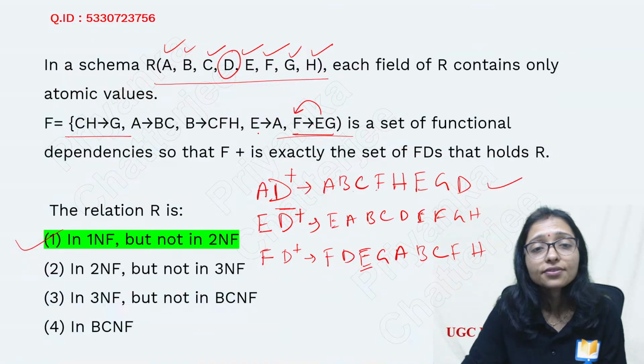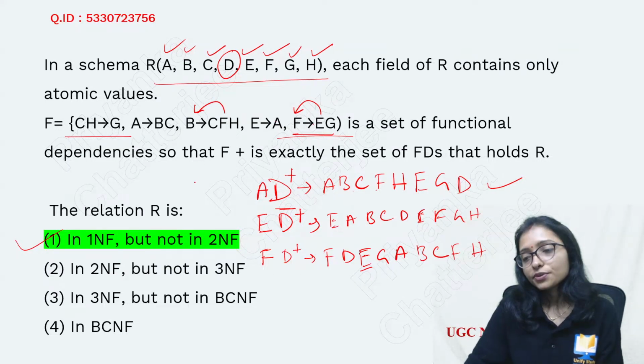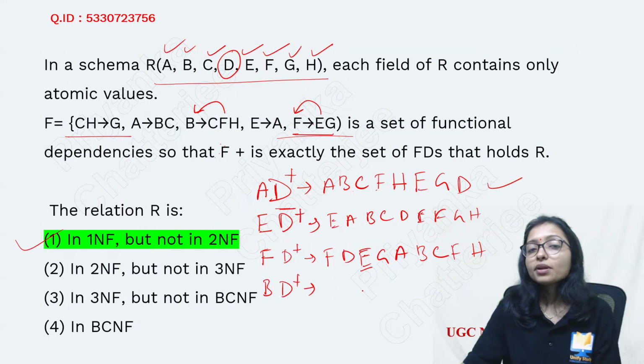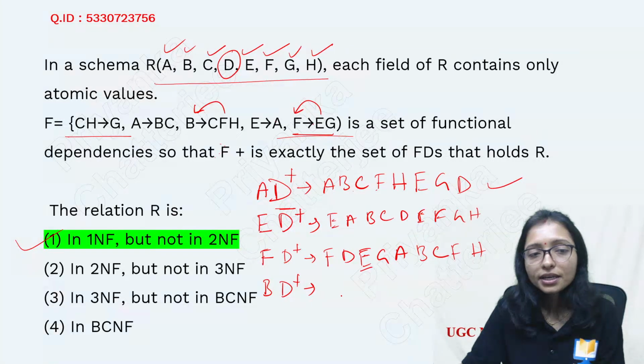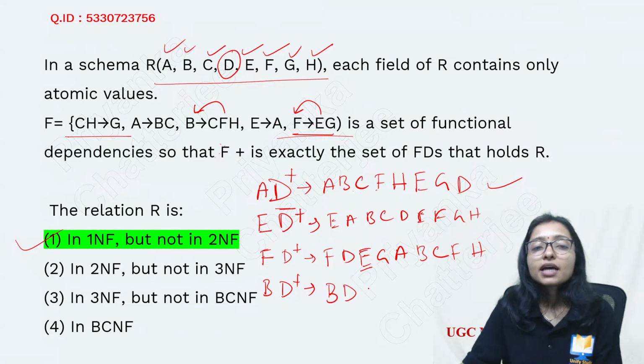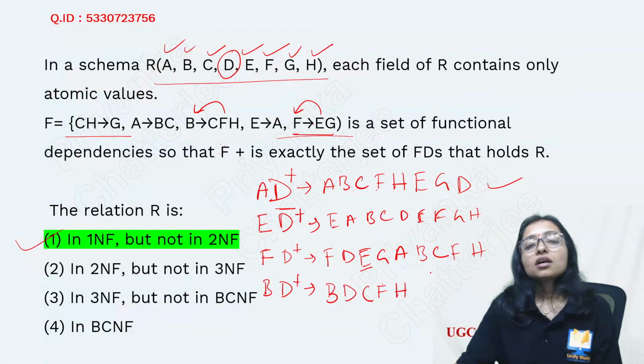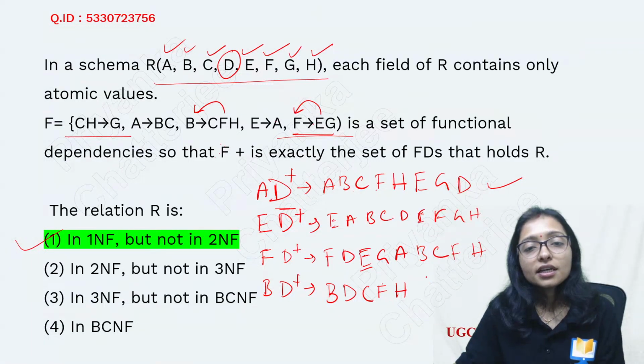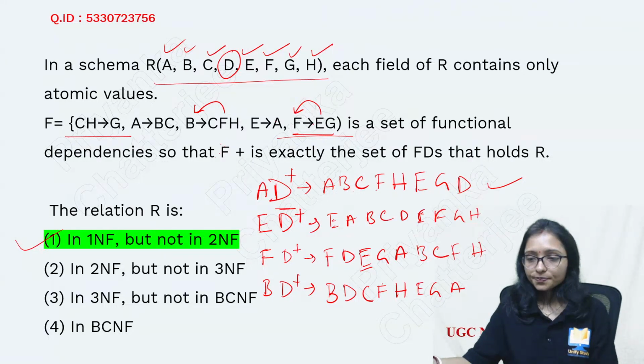Now you see if any other one is able to determine F. B can determine F. Now you will replace BD closure. If I am replacing BD closure, what is happening here? You can see B, D, then after that C, F, H, then automatically E, G, E to A, all are coming.